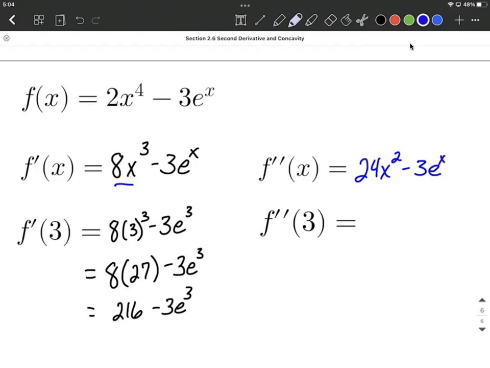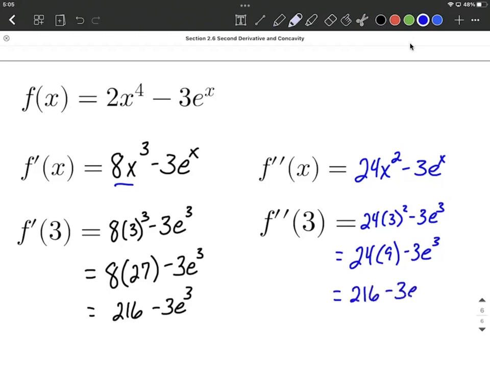Again, evaluating this shouldn't be too bad. We're going to replace each of the x's in the second derivative with 3's. So 24 times 3 squared minus 3 times e to the third power. So 24 times 9 minus 3e to the third power. Maybe get our calculators to help. 24 times 9 is going to be 216 minus 3e to the third power, and it's okay to leave that as a nice exact answer in most cases.